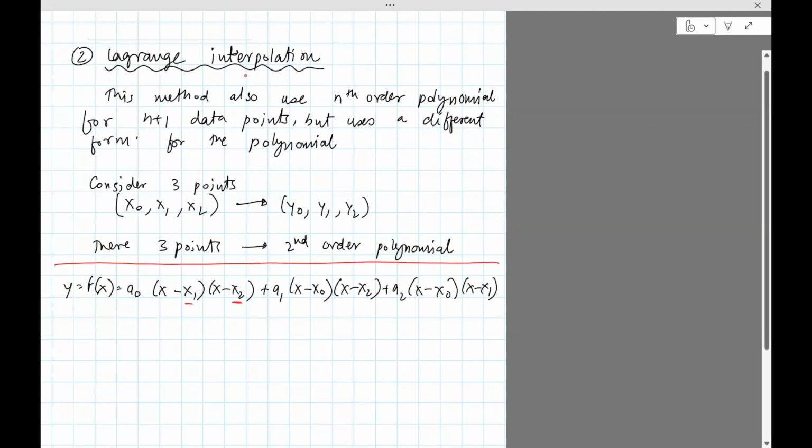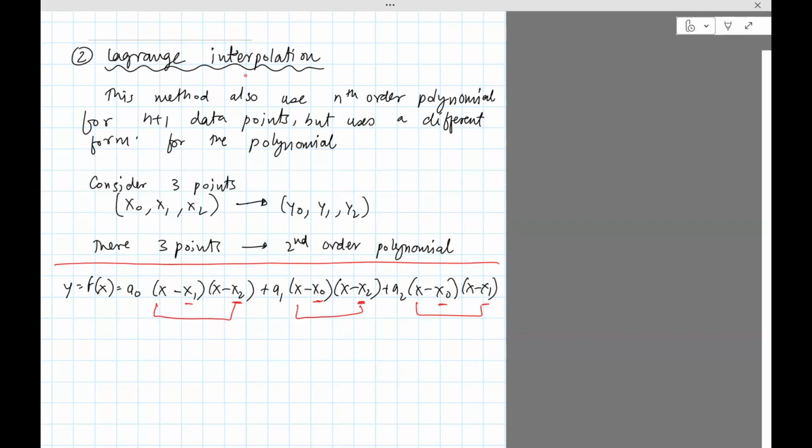So for the first one, you sort of ignore the x0 and do x minus x1, x minus x2. Okay, second one, you ignore x1 and use the other two. And then for the third one, you ignore x2 and use that. Now, if you expand this out, that's a second order polynomial. If you do the same thing over here, that's a second order polynomial. This is a second order polynomial. So we do have a second order polynomial, just that it is assumed in a very different format.